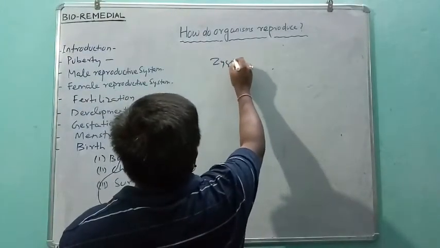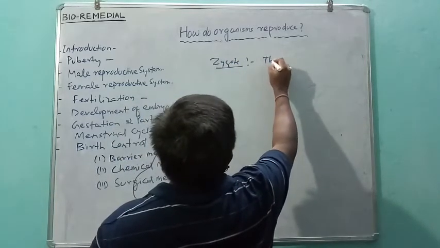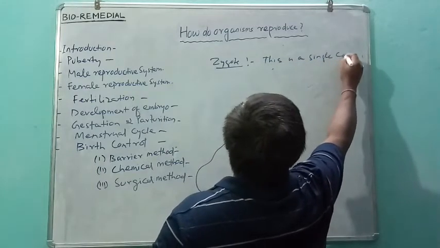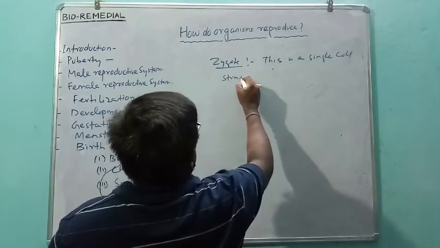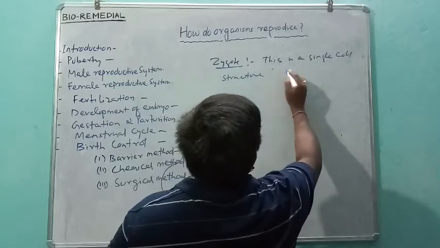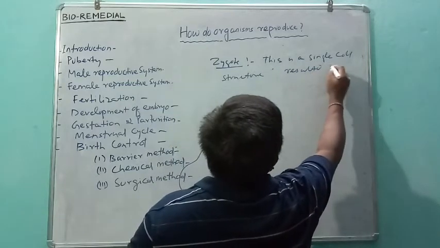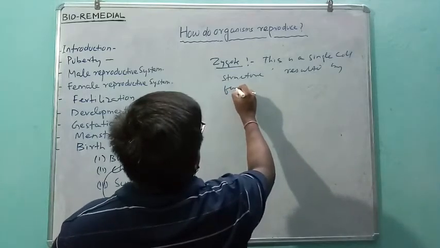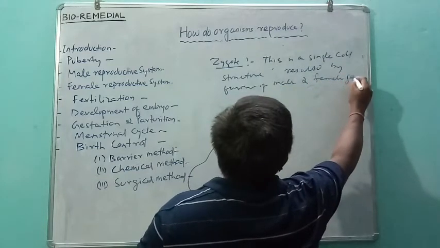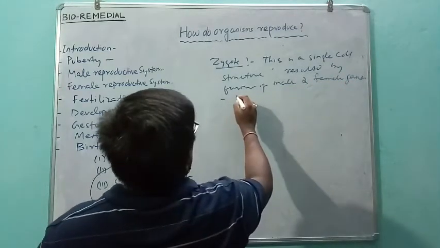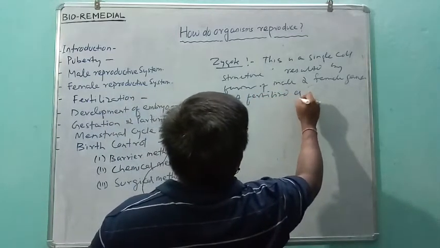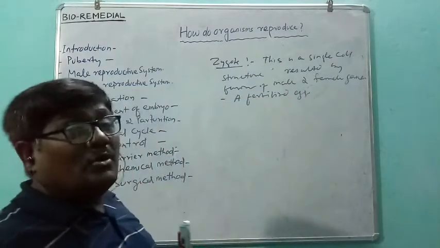So zygote, this is a single cell structure, resulting from the fusion of male and female gametes. So you can say it is a fertilized egg. Zygote is a fertilized egg. So this zygote always carries 2n number of chromosomes.